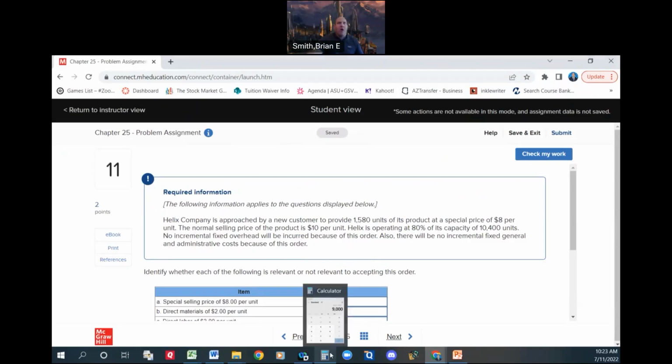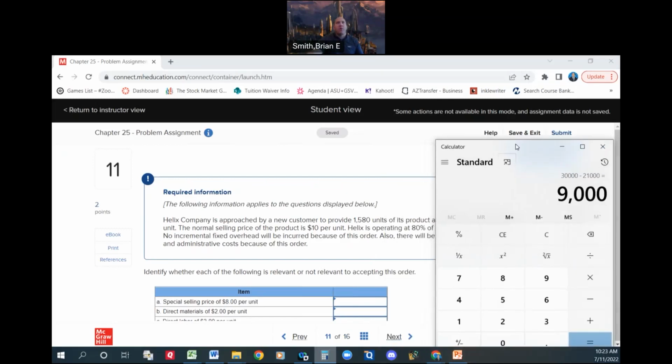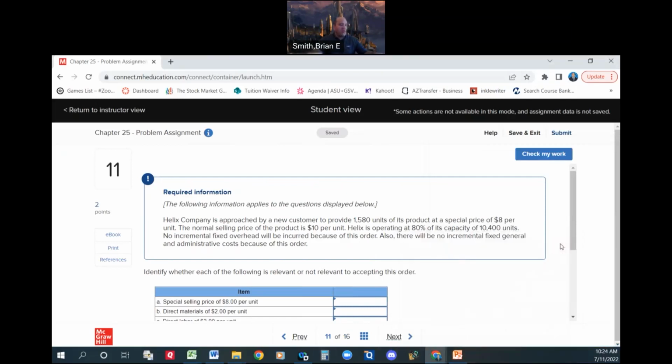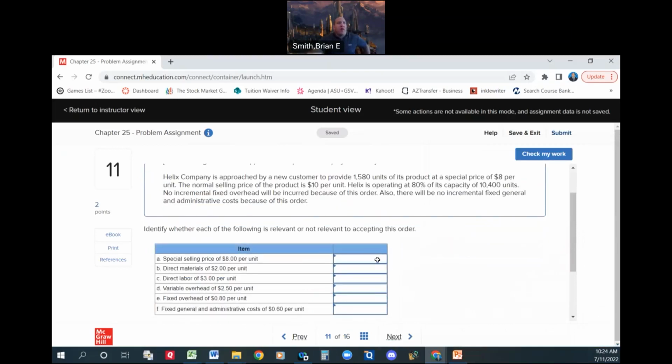Now, I'm just curious here. It says we're operating at 80% of its capacity of 10,400. So we can do this. It's within our capacity. Okay, so we can definitely do this. Is the selling price of $8 per unit relevant? I'd say it's relevant. Direct materials of $2, direct labor of $3, variable overhead of $250. Yeah, I think all those are relevant.